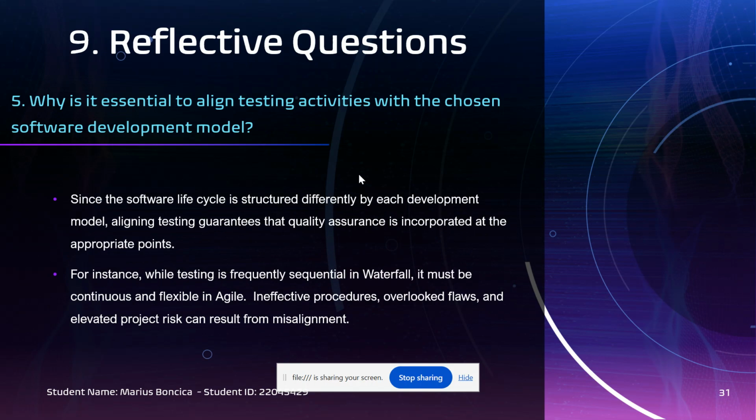Fifth, why is it essential to align testing activities with the chosen software development model? Since each development model structures the software lifecycle differently, aligning testing guarantees that quality assurance is incorporated at the appropriate points. For instance, while testing is frequently sequential in waterfall, it must be continuous and flexible in agile. Ineffective procedures, overlooked flows, and elevated project risk can result from misalignment.